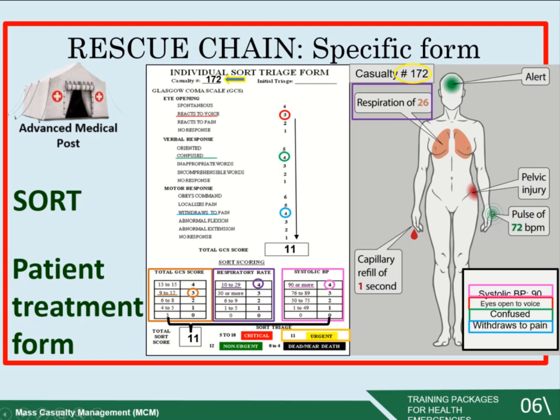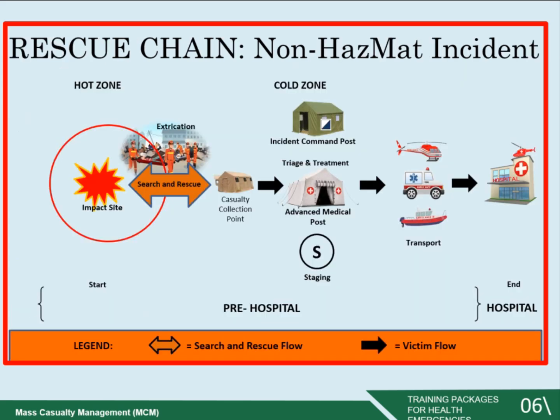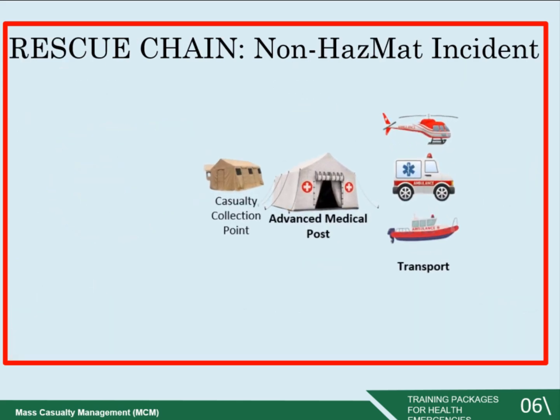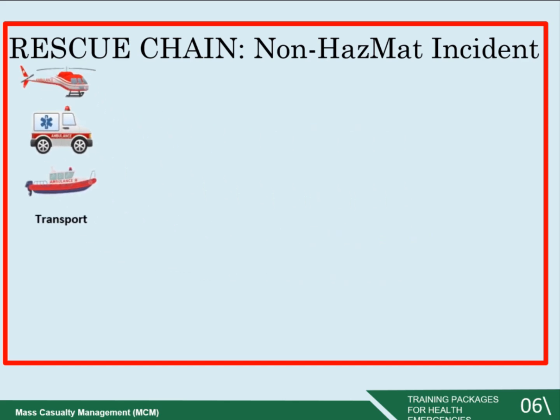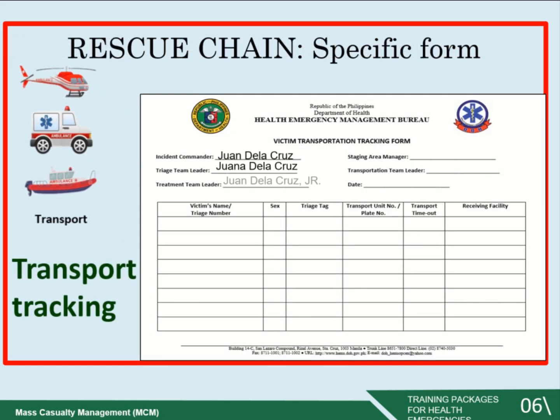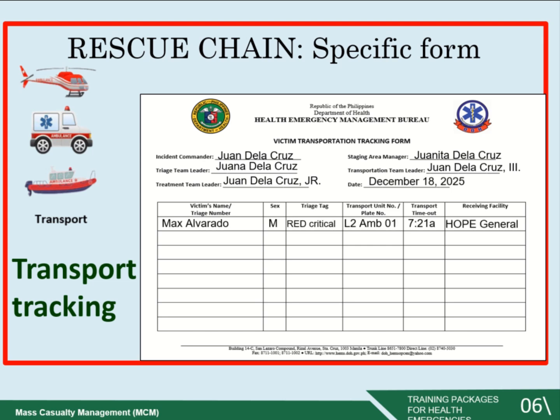And that's that. Congratulations, everyone. You now have an idea on how to triage patients using both the START for the CCP and SORT for the AMP. Now on to the last incident facility with the form that we are to be familiar with, and that is the transport area. If you are a member of the transport team, the form that you need to be familiar with is the transport tracking form, a very simple form that will help you keep track of the patients that you have transported, the transport vehicle that was used, and the receiving facility to which that particular patient was or will be transferred.